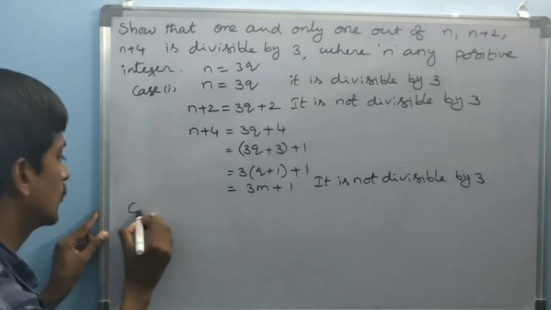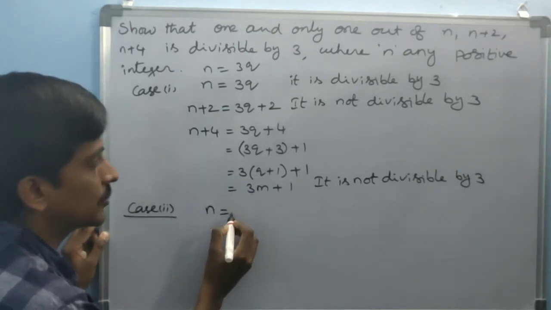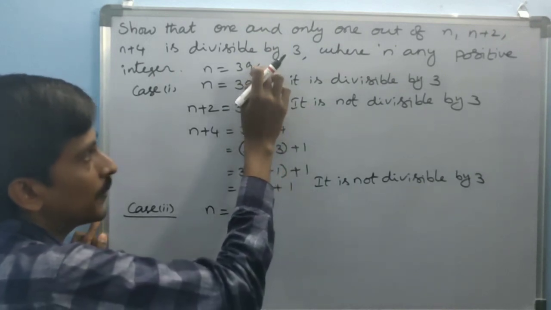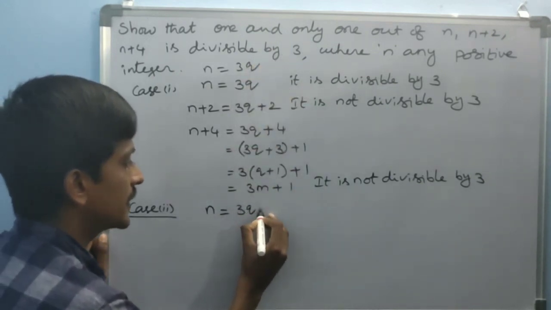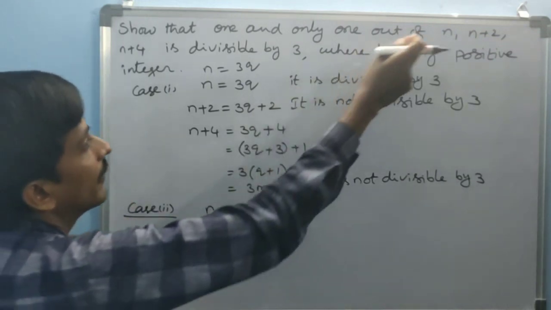Now case 2. N equals 3q plus 1. This is the n value in case 2. Now the first one is n.